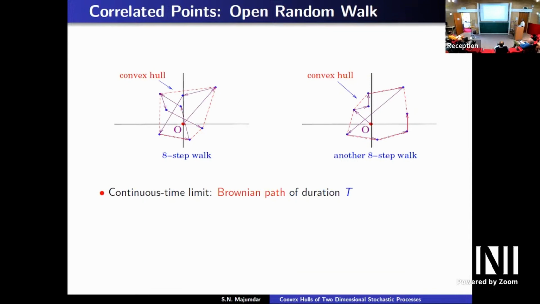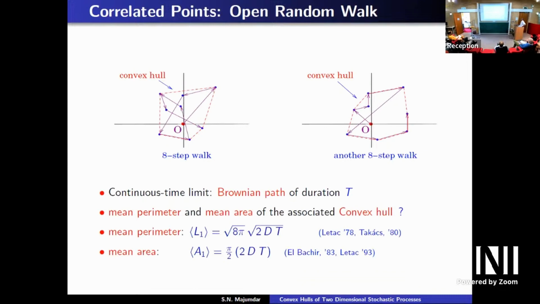So again, I draw one particular sample of the history of the random walk trajectory, and I draw the convex hull. Then I look at another trajectory and draw the convex hull. So the convex hull is changing from one trajectory to another, and you want to know what you can say. For example, the simplest question is what can you say about the mean perimeter or the mean area associated to the convex hull? But just a single Brownian motion.